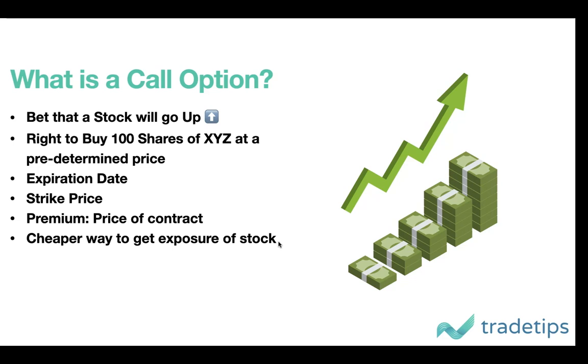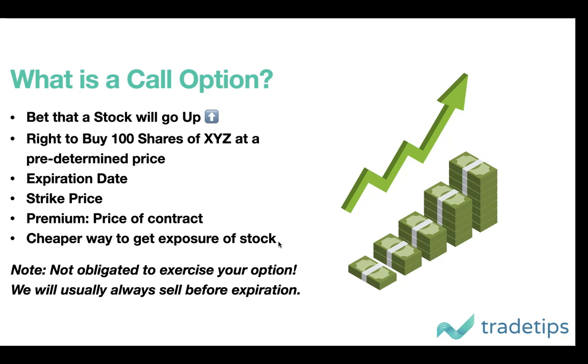And why would we want to buy a call option? Well, it's actually a cheaper way to get exposure to a stock. For example, if Tesla is trading at $900 and you want to buy 100 shares of it, that would be $90,000. Now, I don't know about you, but I don't have $90,000 I'm willingly ready to spend on Tesla stock. Why not instead buy a call option, which could be a lot cheaper way to get exposure to maybe a move to like 1,000, for example.